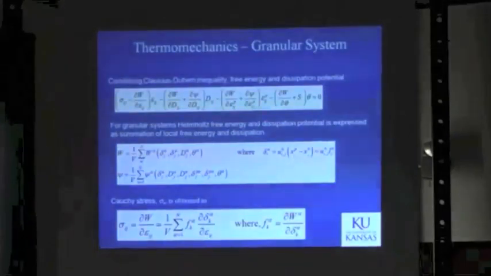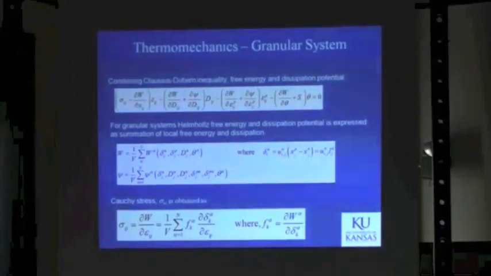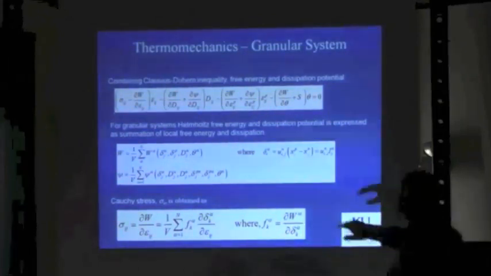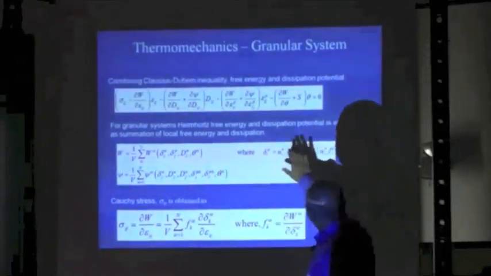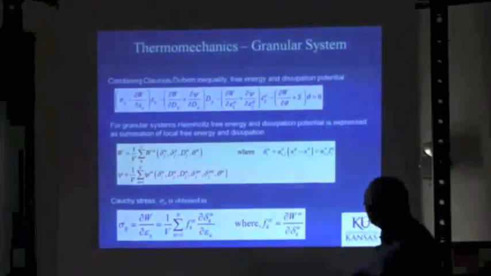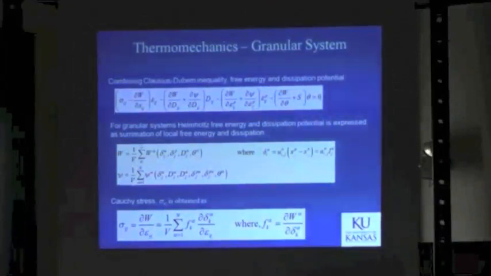What we do next is express the free energy and the dissipation in terms of the volume average of the intergranular free energy of deformation and the dissipation that we can presume happens between two grains as these two grains move apart from each other. So in our macro scale engine, now if we introduce the expression for free energy, we end up with an expression for the Cauchy stress.